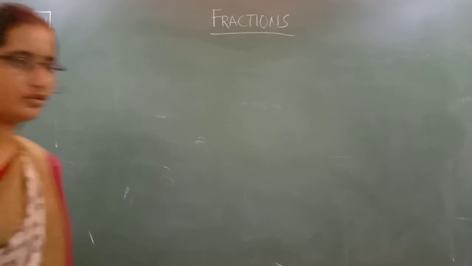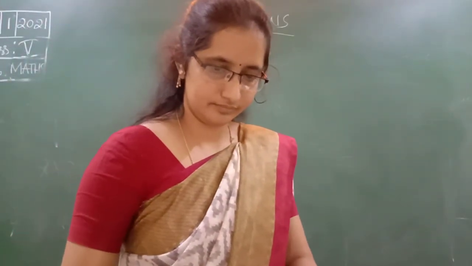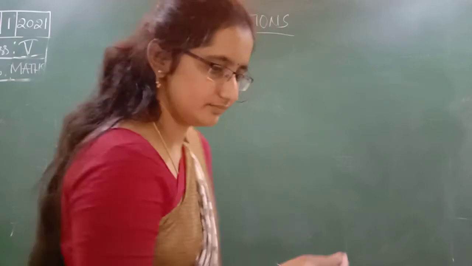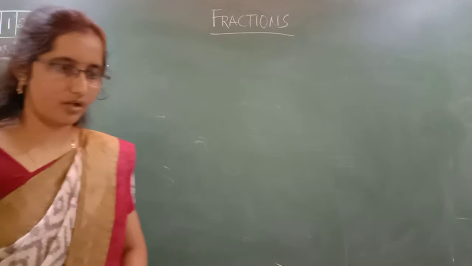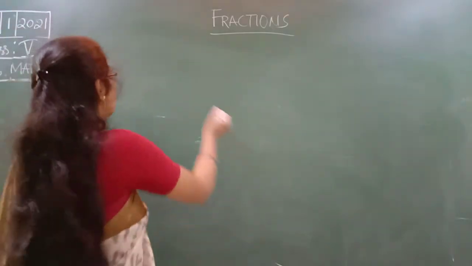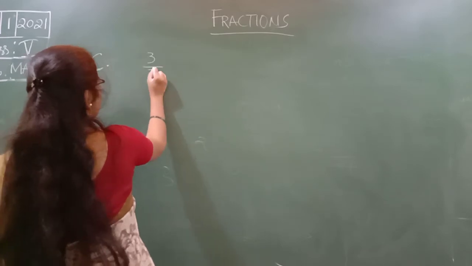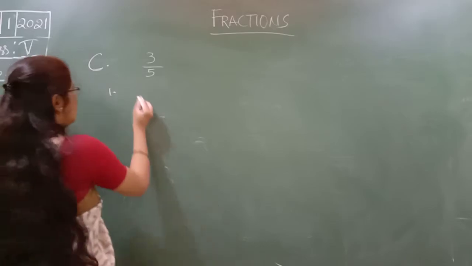Now we will go into the C bit. What is the C bit? We have to find the equivalent fraction of 3 by 5 with denominator 20.